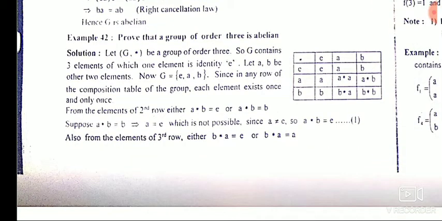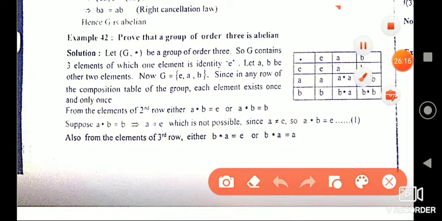The next example: prove that a group of order 3 is abelian. So what are we going to prove? Let's say any group of order 3, that means any group where they have 3 elements. Then that group will be abelian. First we have to remember, for any group if you have 3 elements, then one identity element must be there. Let's say that identity element is E. Then you can have 2 other elements, let's say A and B.